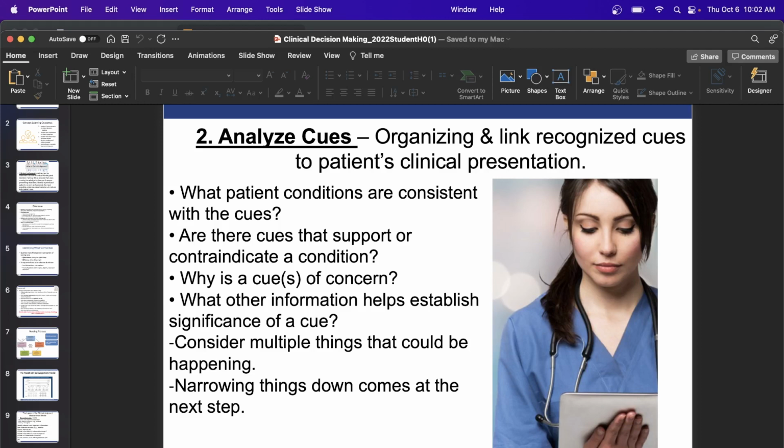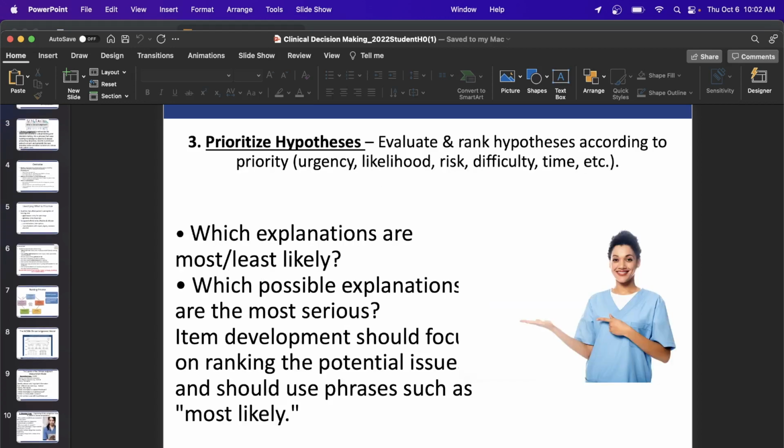What other information helps you establish the significance of a cue? So what else do you need to know? You're probably going to want to look at your labs, right? Don't labs tell us something about if what we're doing is working or not? So if you've got somebody in with a cellulitis, say a skin infection, as the nurse, we're always going to cruise on over to the CBC and make sure the WBC is trending down. We want to make sure that they're responding to the antibiotic. That's a very important follow-up for us.